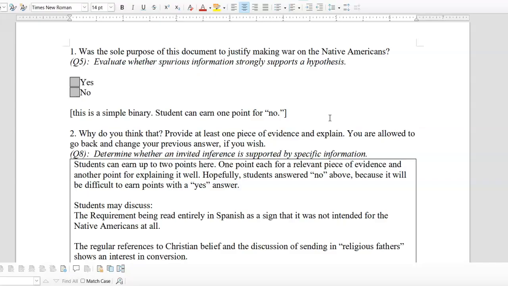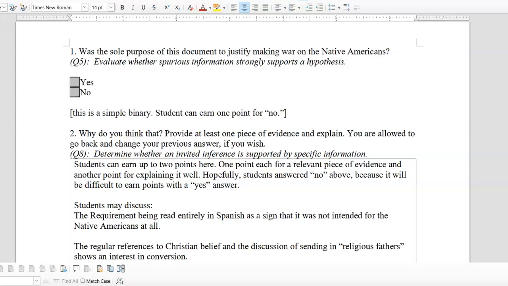So was the sole purpose of this document to justify making war on Native Americans? Well, the answer is no, it wasn't. For those of you who put yes, you might can see why, but the answer is actually no. There was a lot going on in this document, and it's very complicated. For this particular one, the answer is effectively no. I would actually, sorry, give it 1 point if they put no.